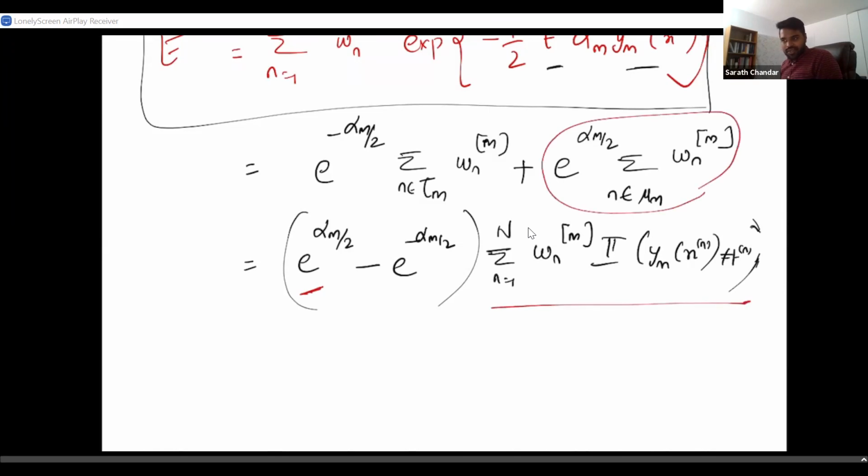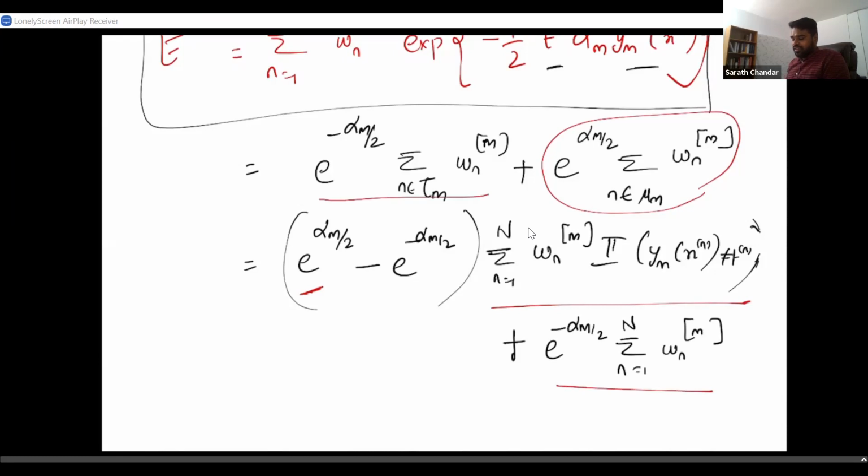Is that right? Now, we don't have anything covering the right examples. So what I'm going to do here is add an additional term, plus e power minus alpha m by 2, summation over n is equal to 1 to capital N, Wn of m. Now this term covers this whole thing, but it also has extra, the incorrect terms, right? So now that is exactly balanced by this term. So I have done a little bit of algebra here, adding and subtracting things, but these two are exactly the same.